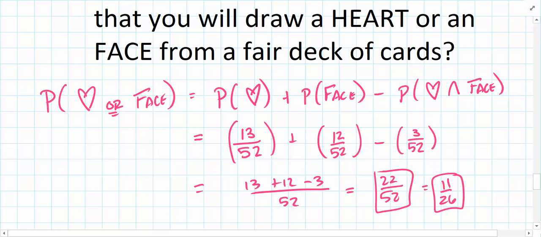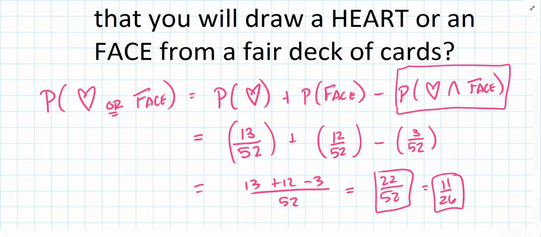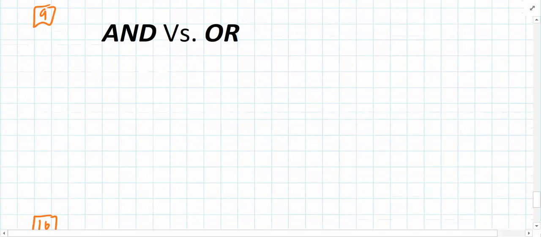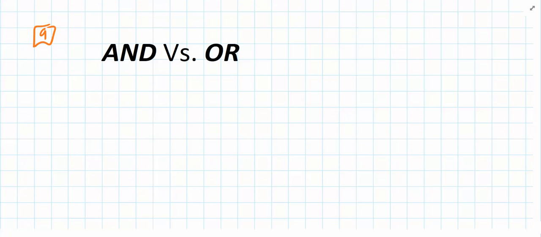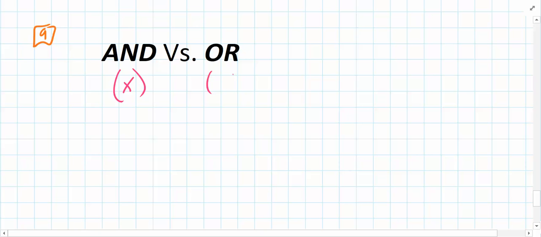Is that just the answer? Yeah, that's our probability of getting a heart or a face. So that means that these events are not mutually exclusive, because their intersection is not 0. Okay? All right. We're almost done. We're talking about and versus or. This is a very, very fast box. The word and means multiply. The word or means add. There you go. That's the whole box. And means multiply. Or means add.